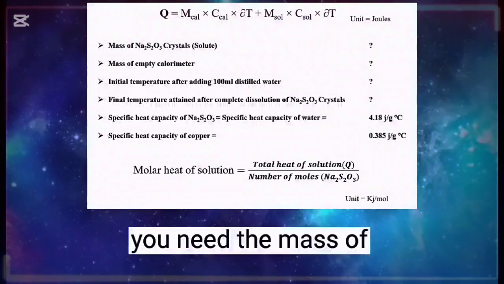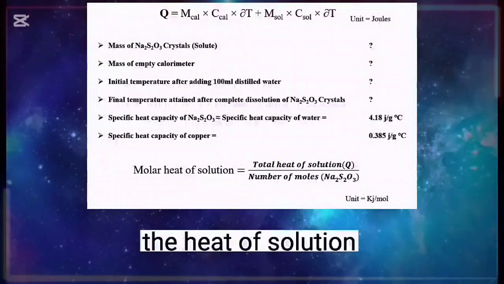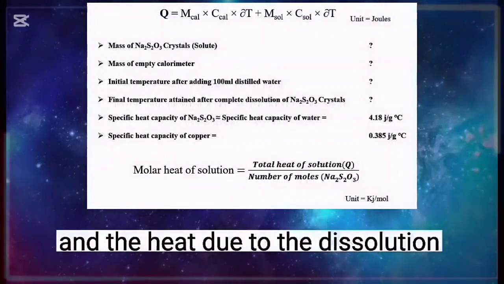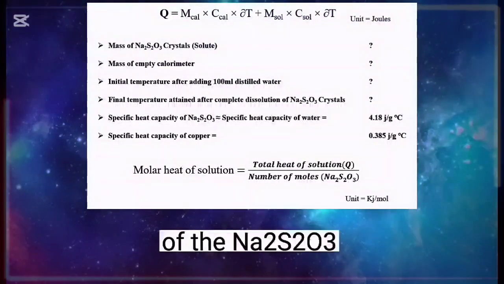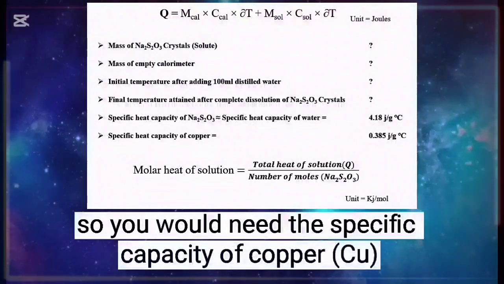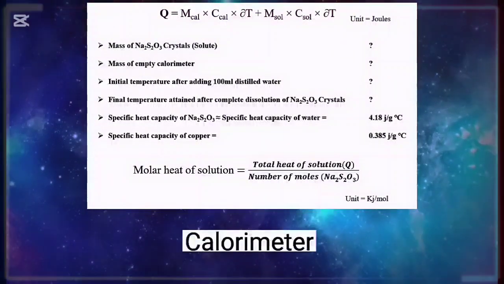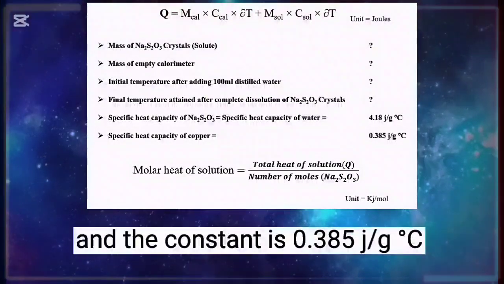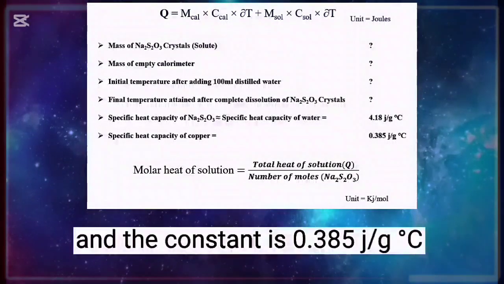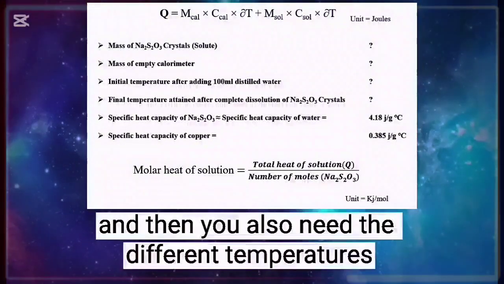You need the mass, we're looking at it to determine the heat of solution, and the heat due to the dissolution of the sodium thiosulphate. So you would need the specific heat capacity of copper. That's, the calorimeter is made of copper, it is a constant. Okay, and the constant is 0.385 joule per gram degree Celsius. And then you also need the different temperatures.